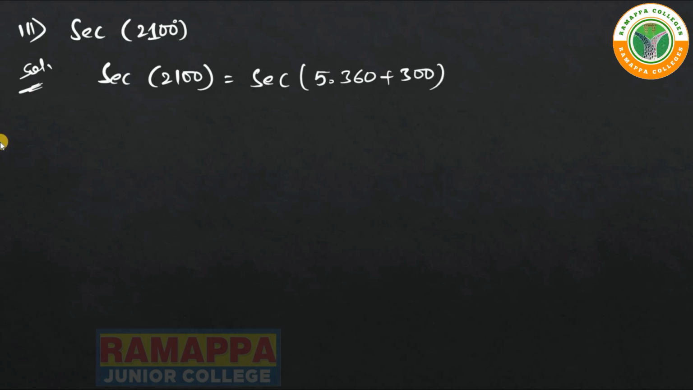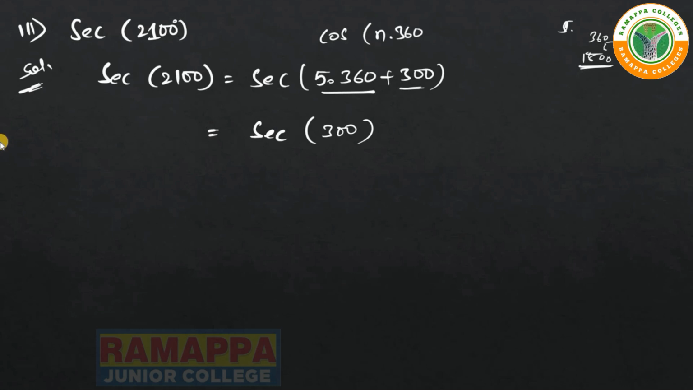The third question is given: secant of 2100. So we can write secant of 2100 as 5 into 360 plus 300. Here 5 into 360 is equal to 1800, and 1800 plus 300 is 2100. We can write it as secant of 300. The formula is cos of n into 360 plus theta is equal to cos theta.